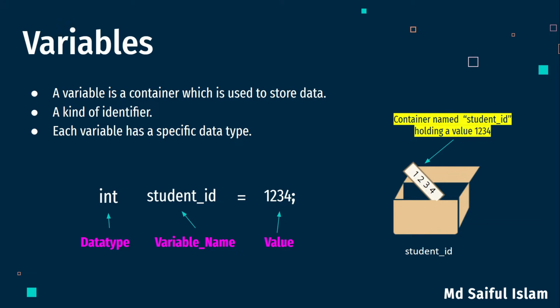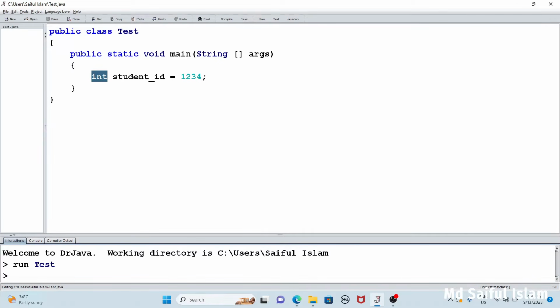For example, if we take a look at the slide, we will see student_id is a variable, and this variable is storing a value 1234 with the data type int, or integer. Whenever we write or mention a variable, we have to start with its type, which will be stored in the variable. Then we have to name the variable and then the value stored inside.